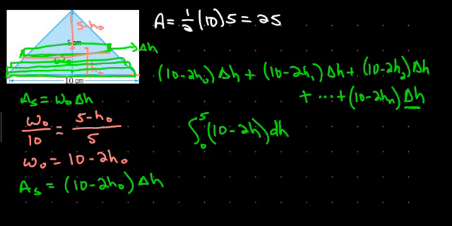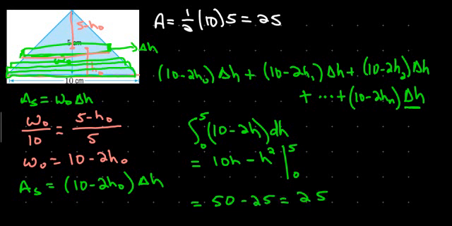Okay, now let's integrate this. We get 10h minus h squared from 0 to 5, which equals what, 50 minus 25, which equals 25. And so we see that we got it to match up here with this number using calculus.